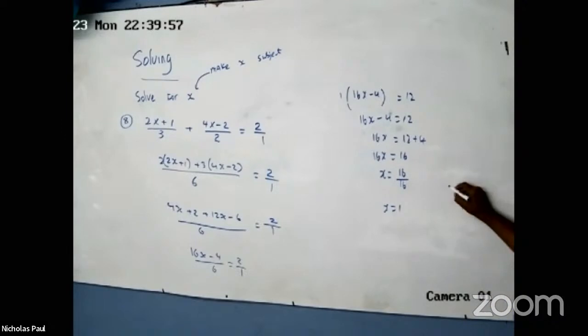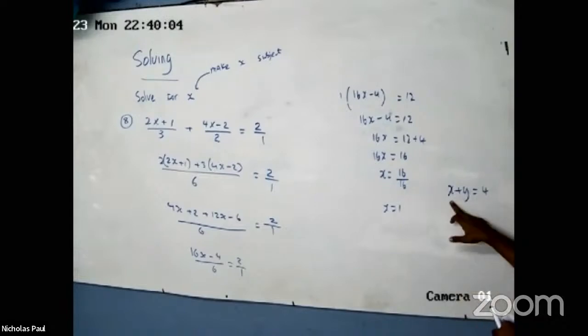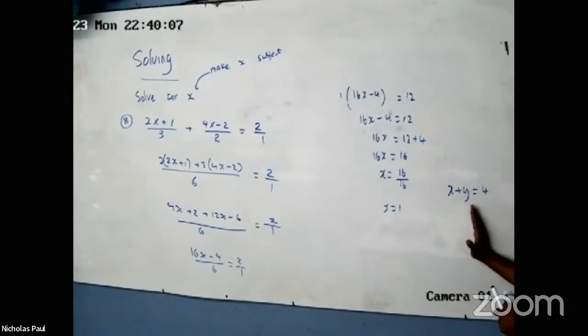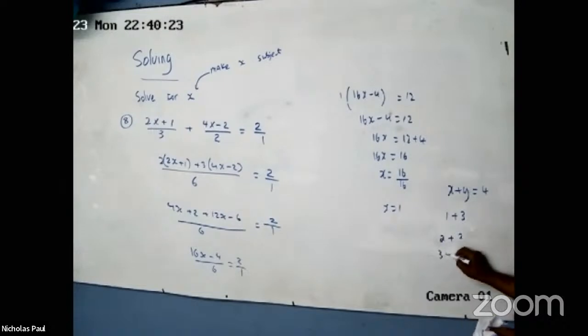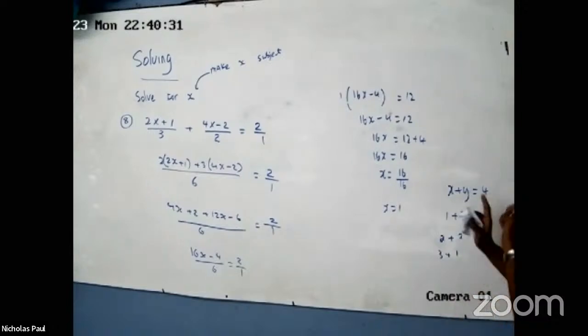Okay? But here's what solving simultaneous is. Suppose I give you something looking like this: x plus y is 4. Based on this equation, is there one value for x that when you add it to y will give you 4? The answer is no. Because if you say x is 1, then y is 3. But if you say x is 2, then y is... If you say x is 3, then y is... So we have all these different answers.